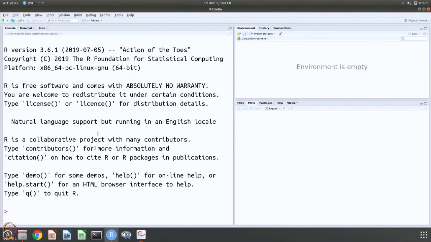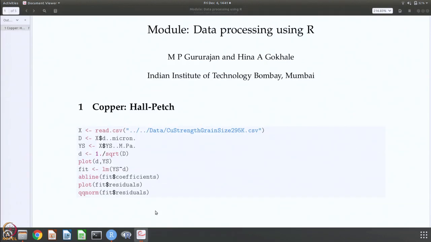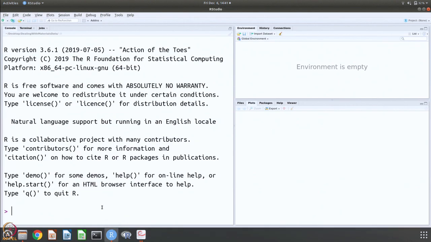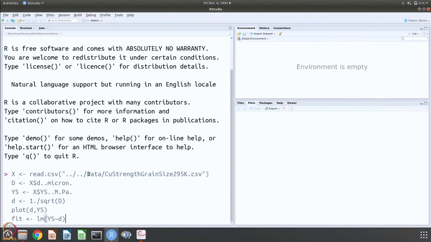So let us start R version 3.6.1, and what we want to do is the Hall-Petch for copper. So let us just try to do this. Okay. So what is the process? We first want to read the data, and it is in CSV format. It is copper strength grain size at 295 Kelvin in CSV format. This data is taken from the NIST monograph, and then we are going to take the grain size and store it in the variable capital D. We are going to take the yield strength and store it in the variable YS, and small d is 1 by square root of capital D.